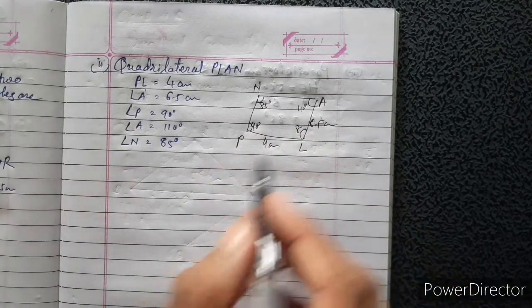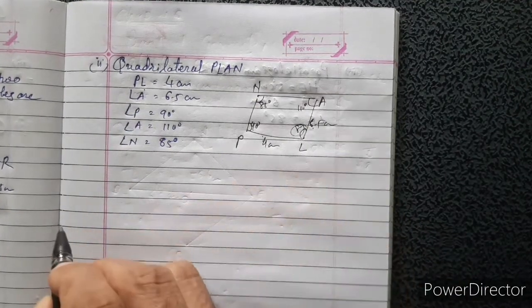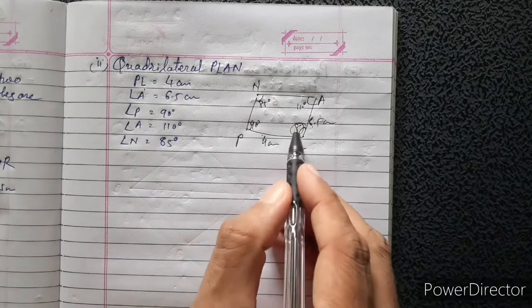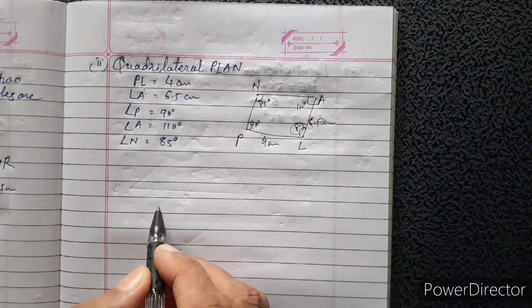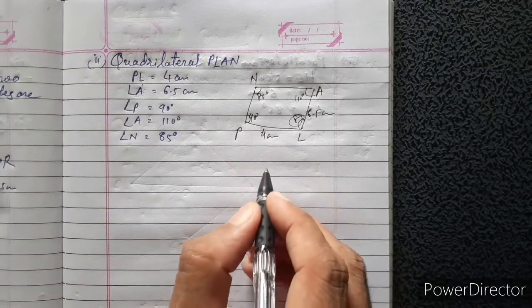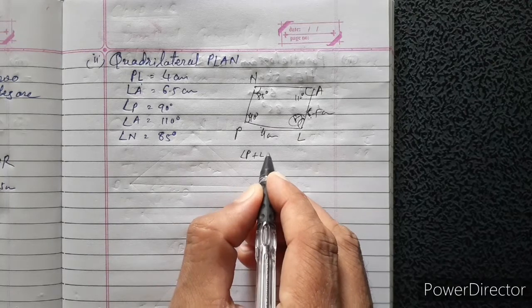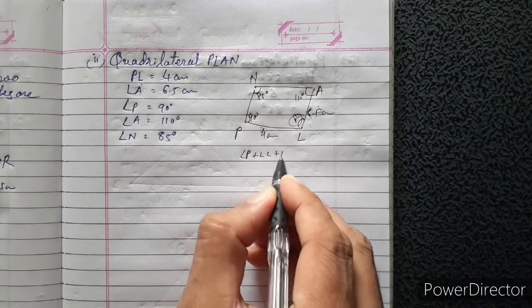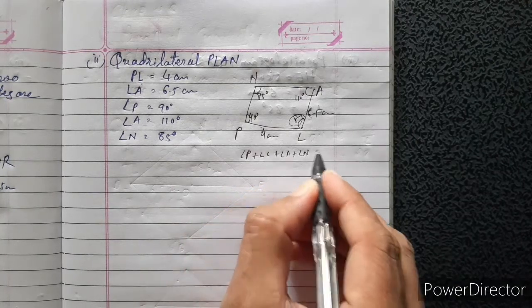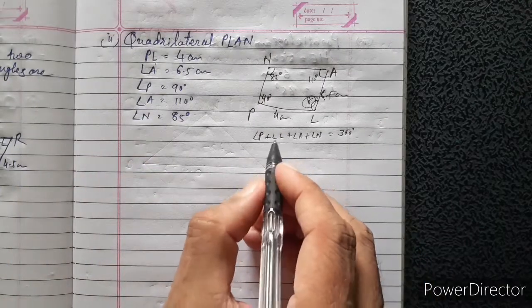Now here these two sides are given and the measurement of L is not given. Then how to find out L? So we know that the sum total of all angles of a quadrilateral, that means angle P plus angle L plus angle A plus angle N equal to 360. Now write down all the measurements.